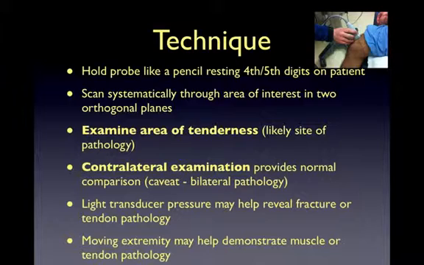You want to scan systematically through the area of interest in two orthogonal planes. With musculoskeletal ultrasound in particular, you want to examine the area of tenderness, which is often your likely site of pathology. You always want to make sure that you complement your exam with a contralateral examination. So when you're looking at the extremities, you want to take a look at the normal side to compare. And obviously there's the caveat of maybe a patient having a bilateral pathology, but that's pretty rare.